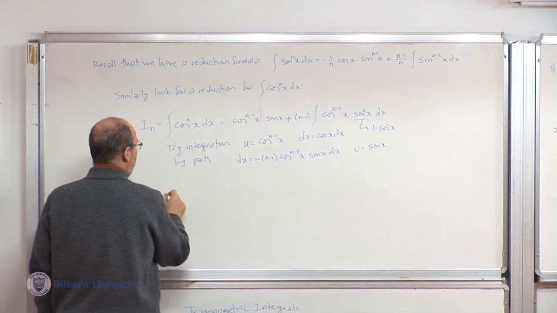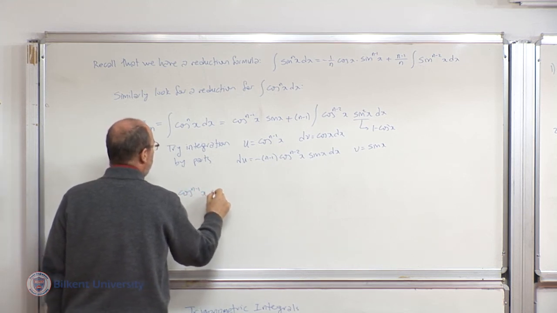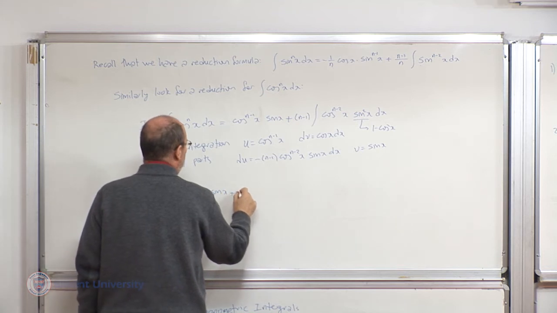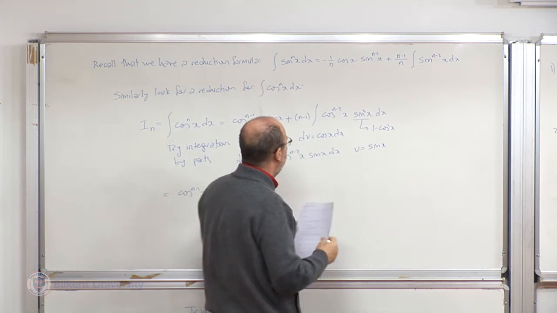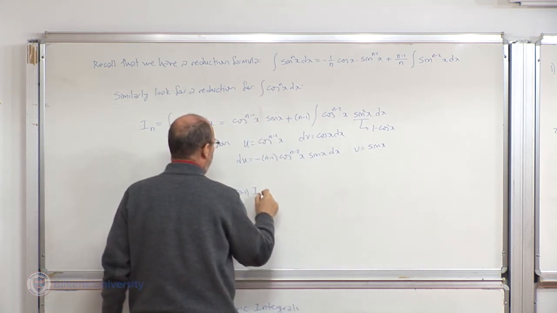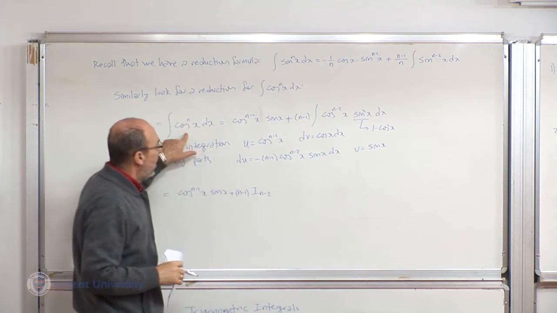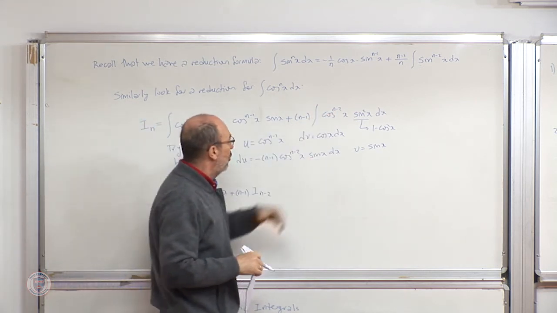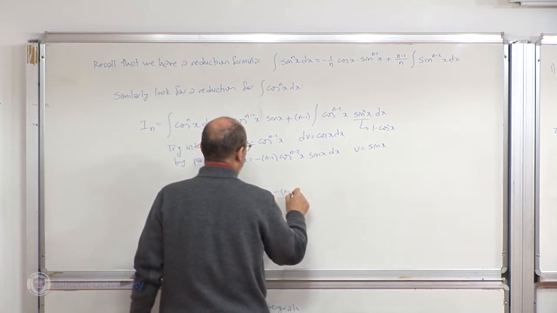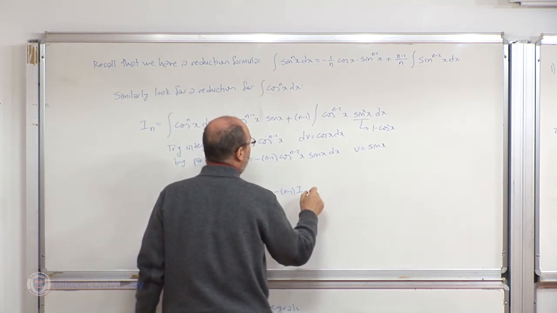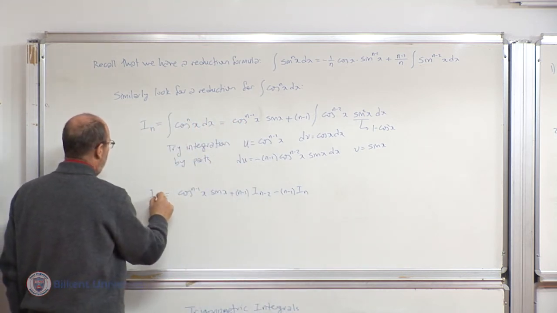So this thing becomes cosine^(n-1) x sine x plus (n-1) times, okay, so this times this is I_(n-2), because we call this I_n. Now I'll have n minus 2 here. And I have minus (n-1) times I_n. Okay, so this thing is equal to I_n.